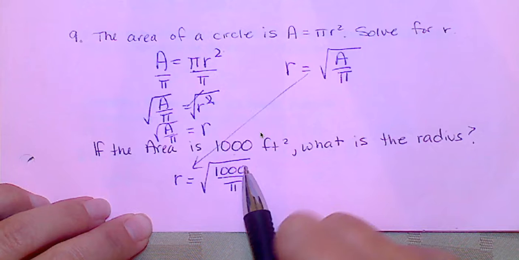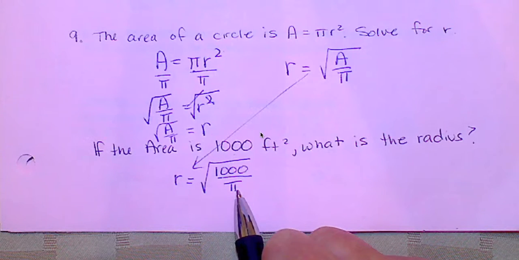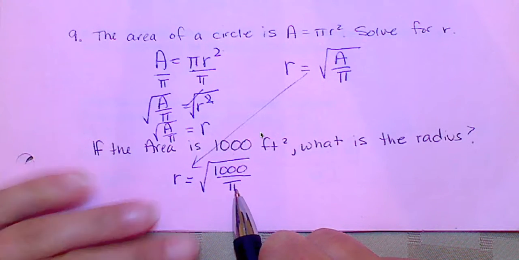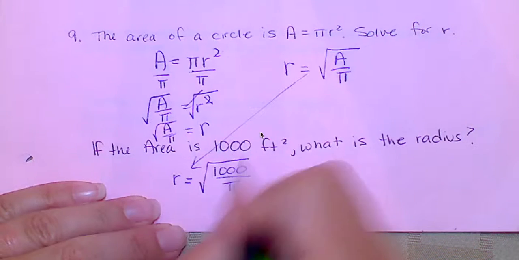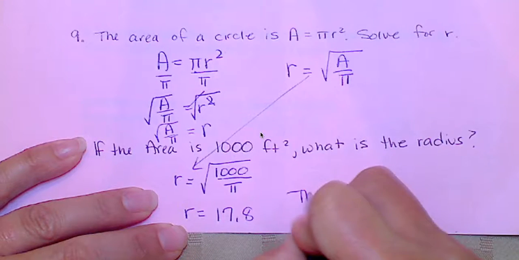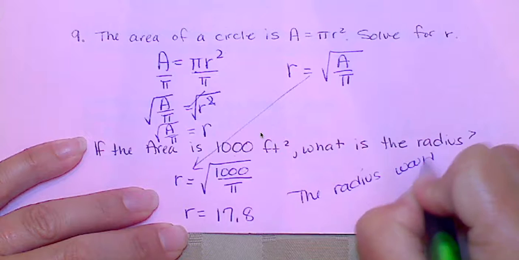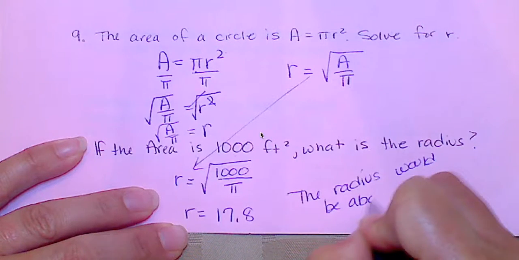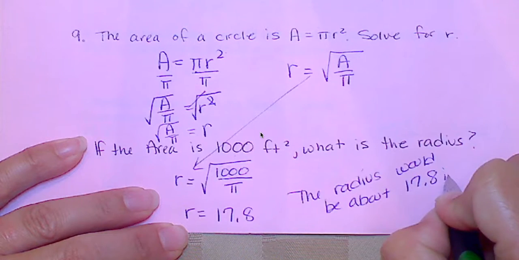So you'll put 1,000 in, divide that by pi, and you should use the pi button so that you can be as accurate as possible, and then push equals. And then take the square root of your answer. So you should get 17.8. The radius would be about 17.8 feet.